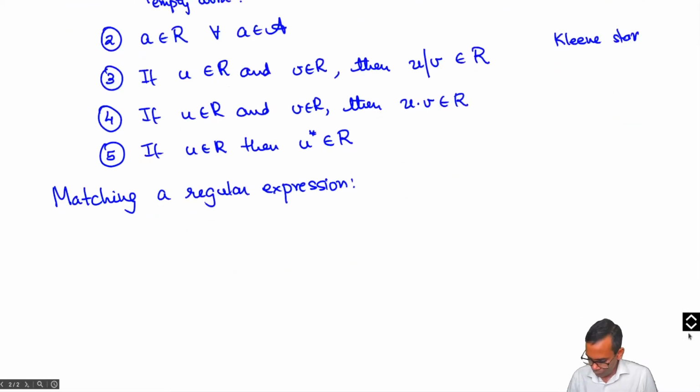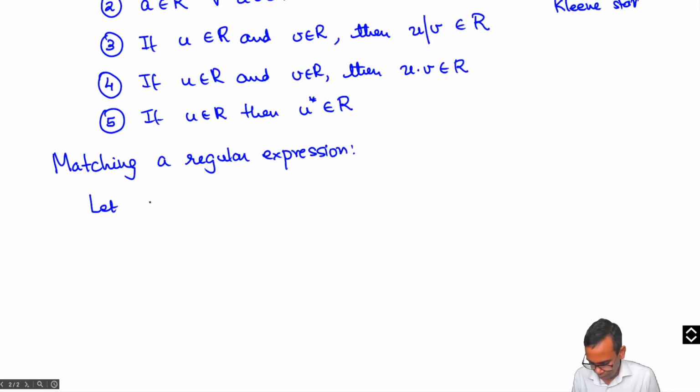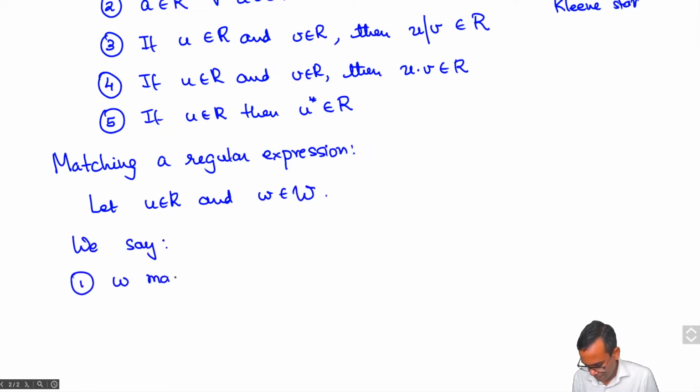Let U be a regular expression and W be a word. Then we say W matches epsilon, the regular expression epsilon, if W equals epsilon, the empty word.